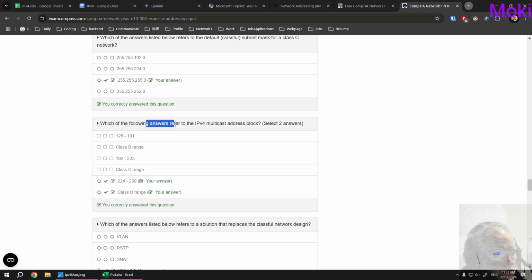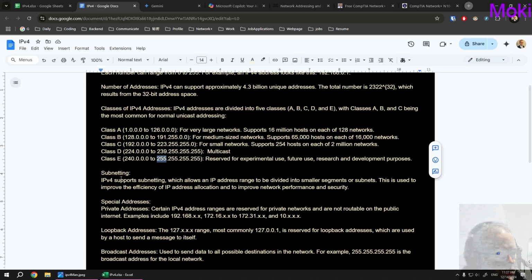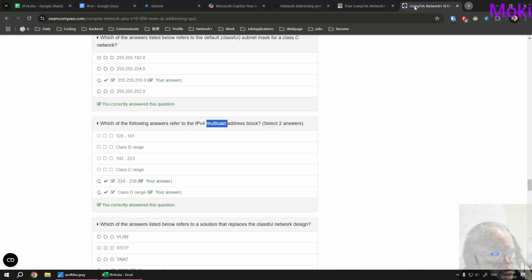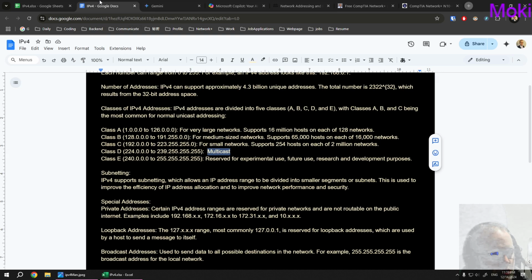Which of the following answers refer to the IPv4 multicast address? Multicast is D, Class D. So they tried to trick you here if you don't know what multicast is. It's a very unique one. They have very large networks, medium-sized networks, and small networks: A, B, C.